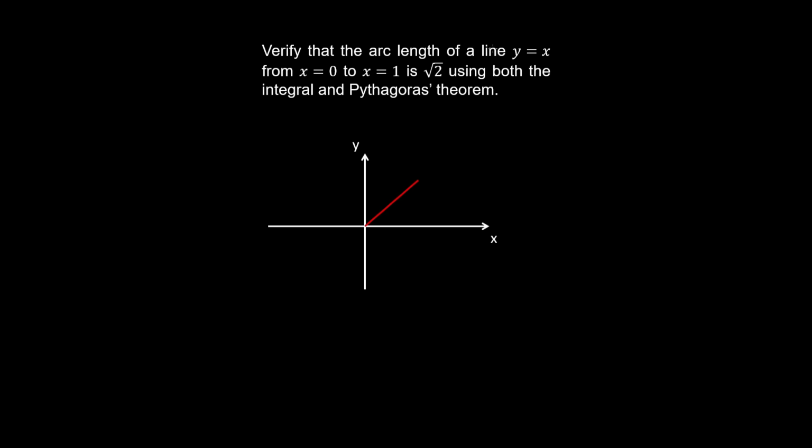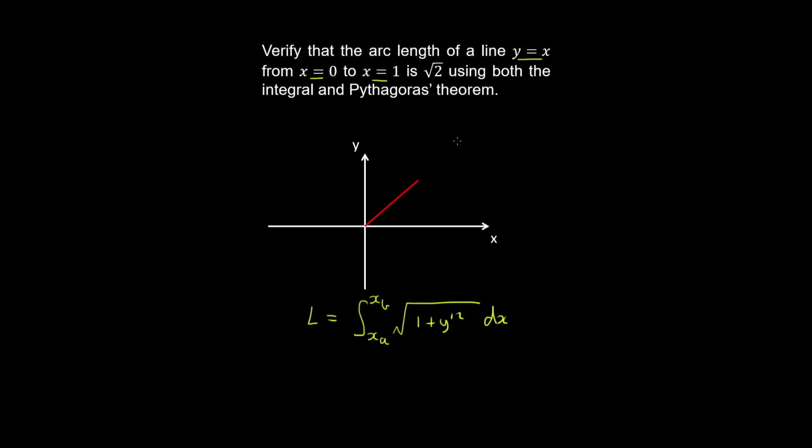Let's verify that the arc length of a line from x equals 0 to x equals 1 is root 2 using both the integral and Pythagoras' theorem. So this is the arc length integral, and we're integrating with respect to x according to this question.